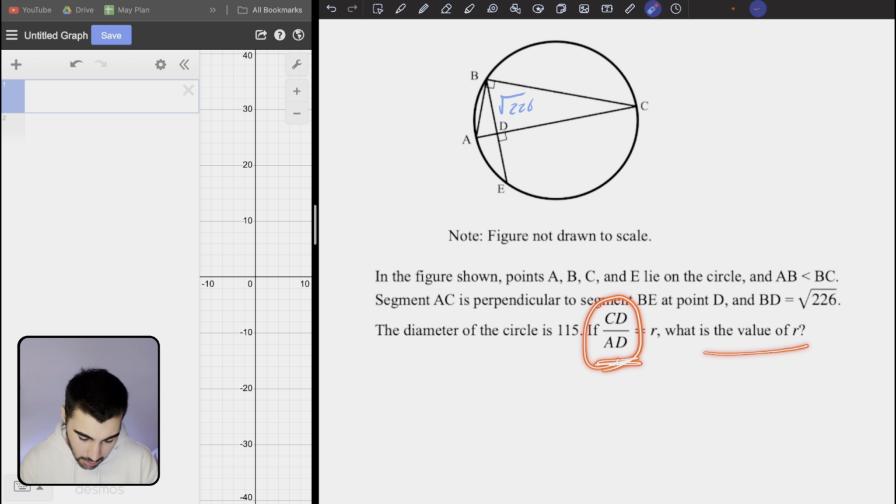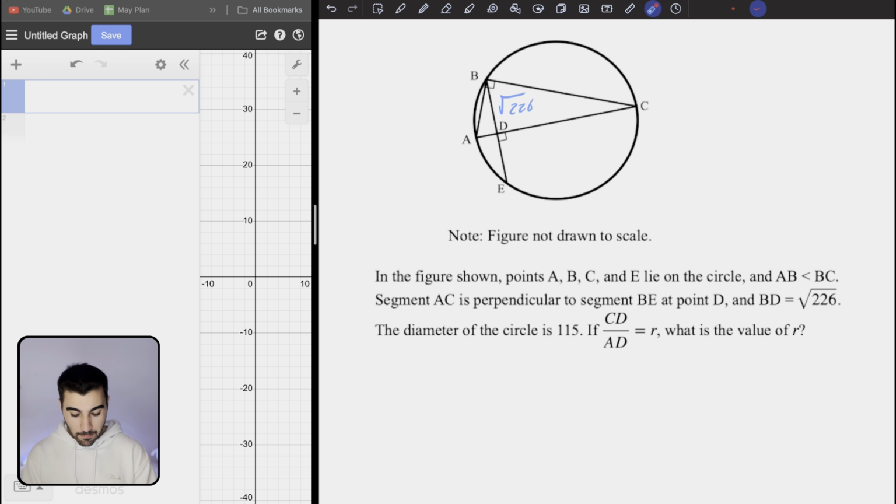If we have this, what is the value of R? So we want to find CD over AD. This is what we want to find. So what we can do here, again, we're going to use that property that we discussed in the previous question.